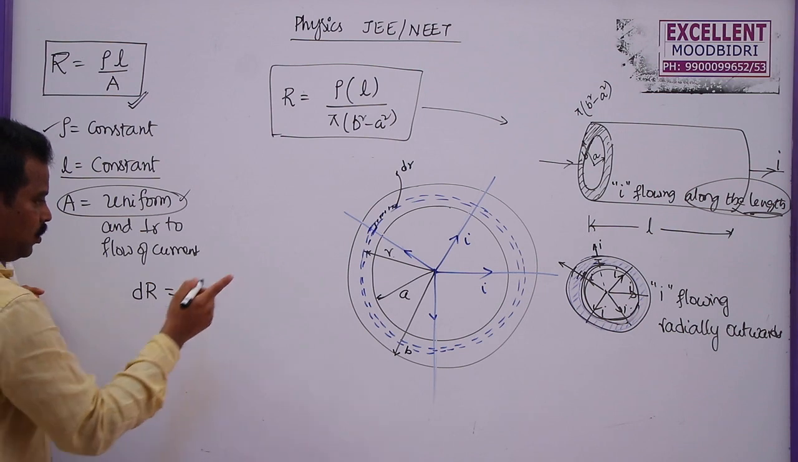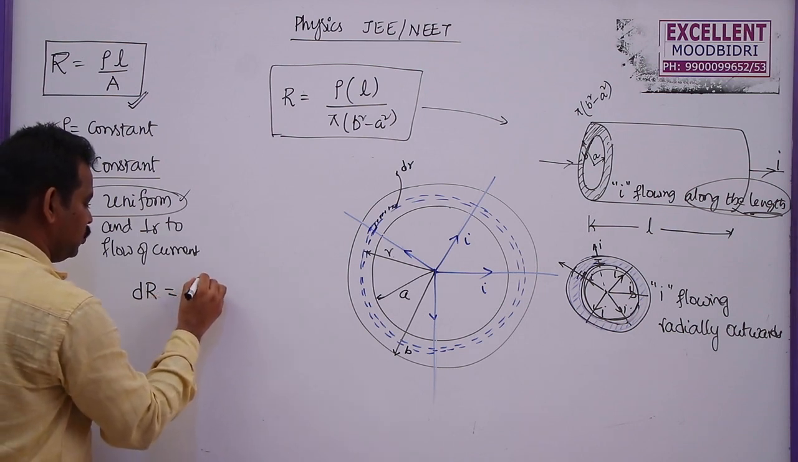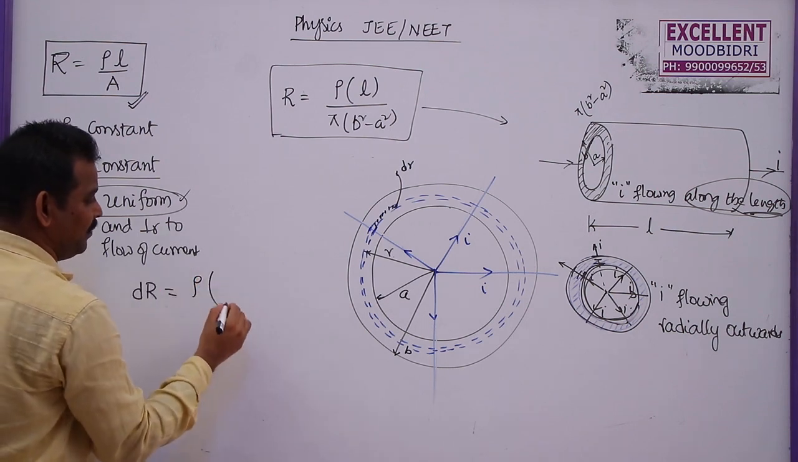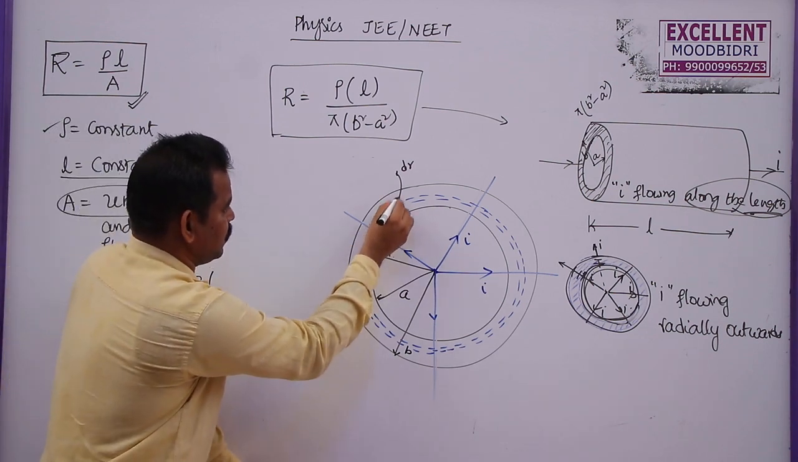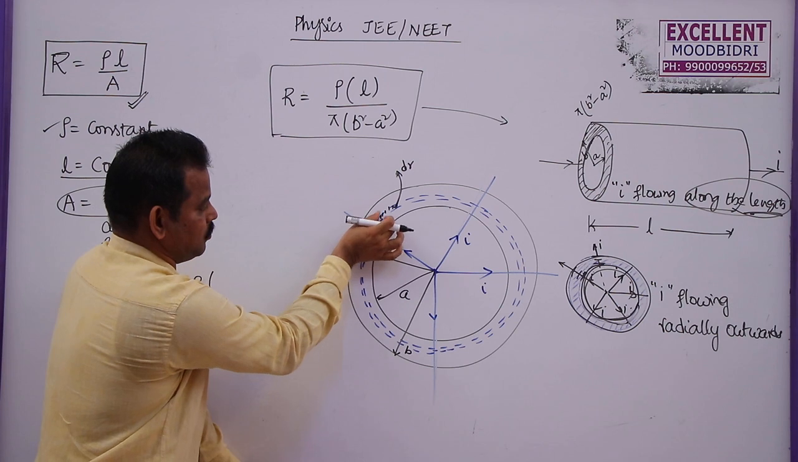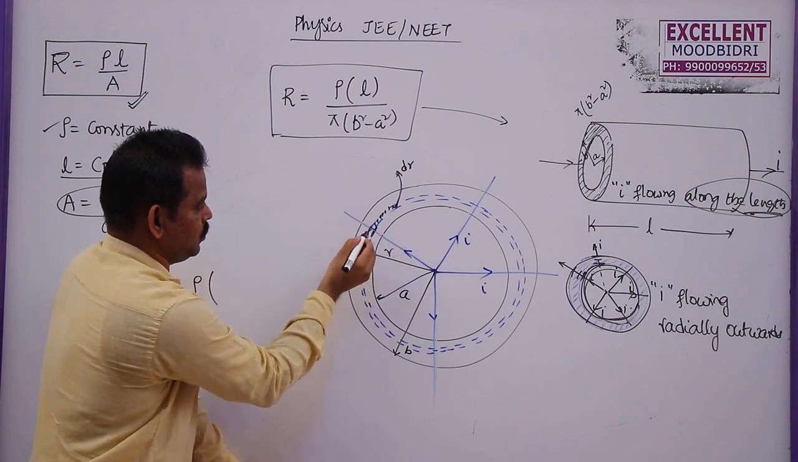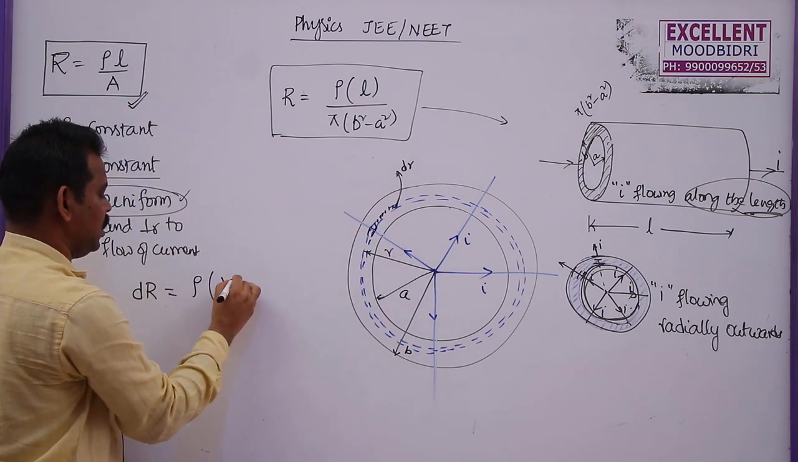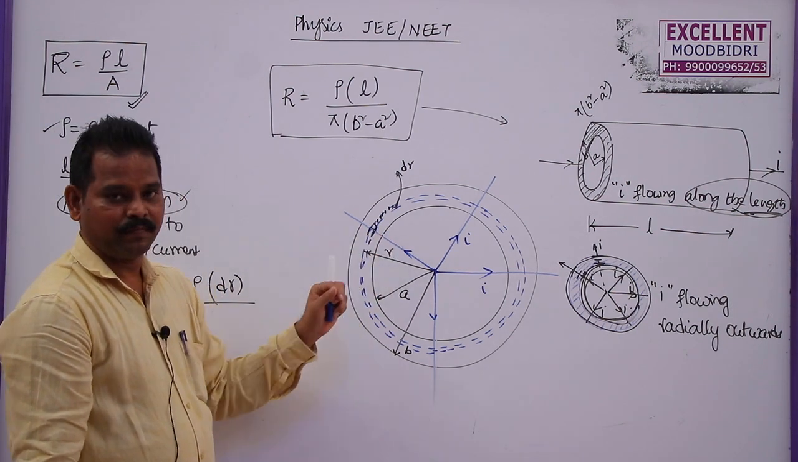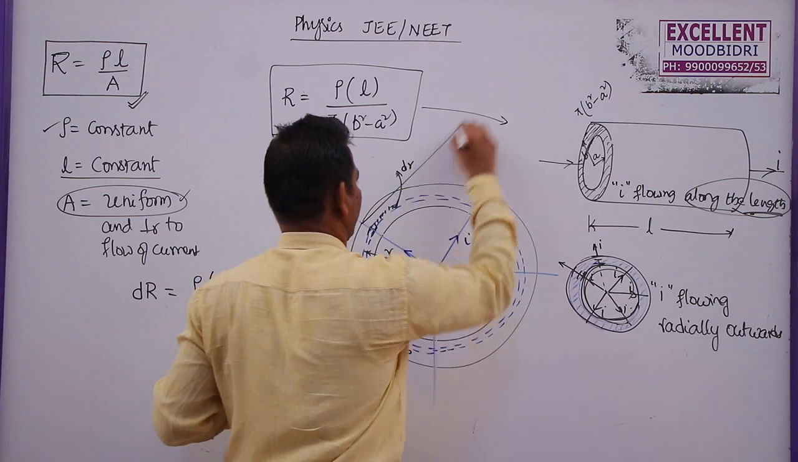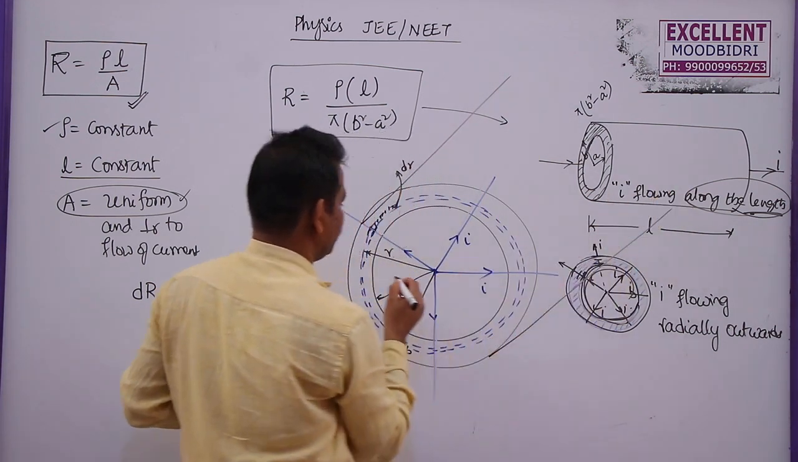this hollow conductor. dR is equal to resistivity rho, times the length through which the current is flowing through this small portion, which is nothing but this length here. The thickness of the strip is the length through which current is flowing. So this is dr, divided by the area of this strip. Actually, the pipe is like this.